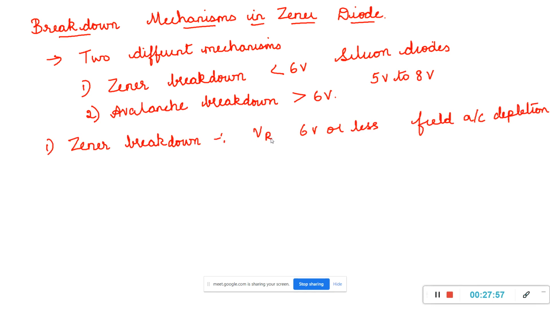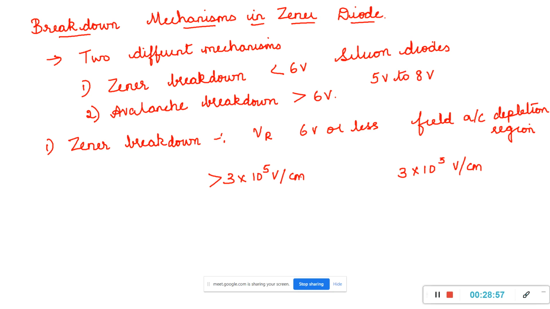Whenever I apply a reverse voltage of 6 volts or less, a field is created across the depletion region at the PN junction, of the order of 3 into 10 raised to 5 volt per centimeter. An electric field of such high magnitude has a large force on the valence electrons, tending to separate them from the nuclei. Separating from the nucleus means breaking the covalent bonds. When the electric field becomes more than 3 into 10 raised to 5 volt per centimeter, electron hole pairs are generated in large numbers, and hence a large increase in current is observed.